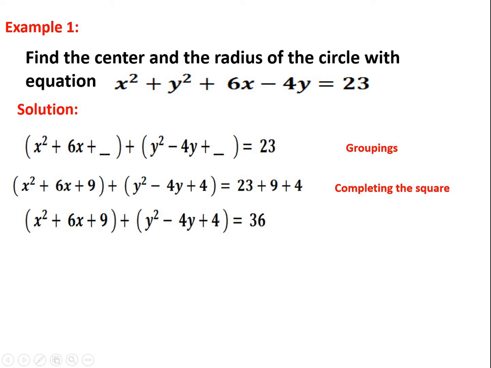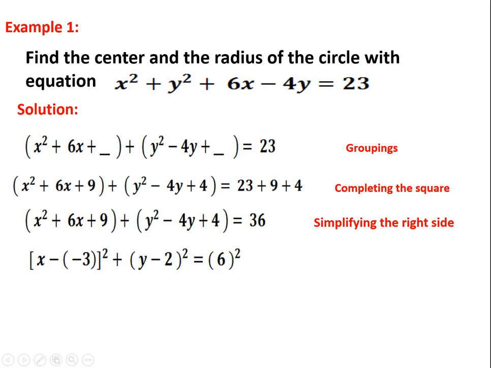So we have this to simplify the right side. We have 23 plus 9 plus 4 equals 36. Simplifying the right side, and expressing the left side as the square of a binomial, we have the quantity x minus 3. Where did this x minus 3 come from? So this is from here.